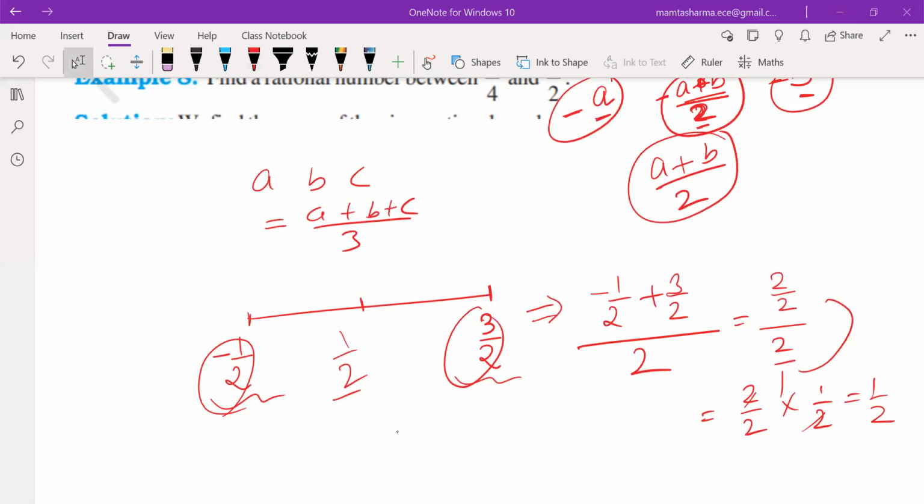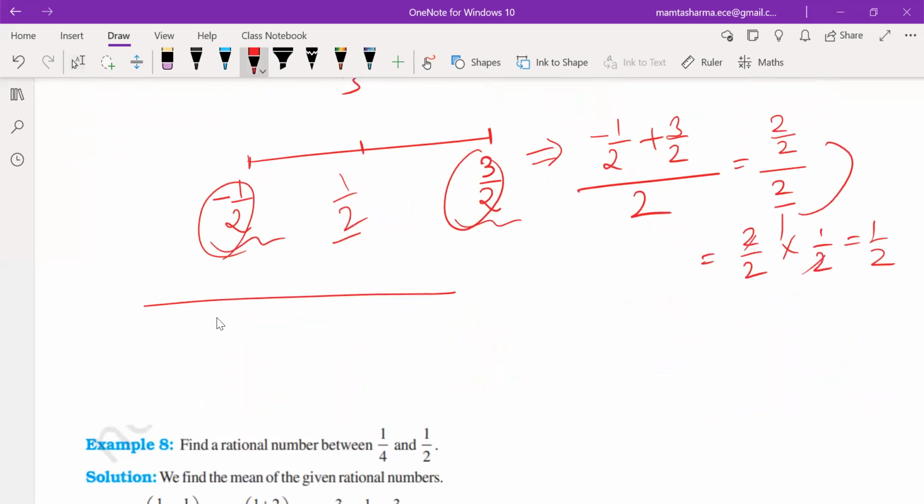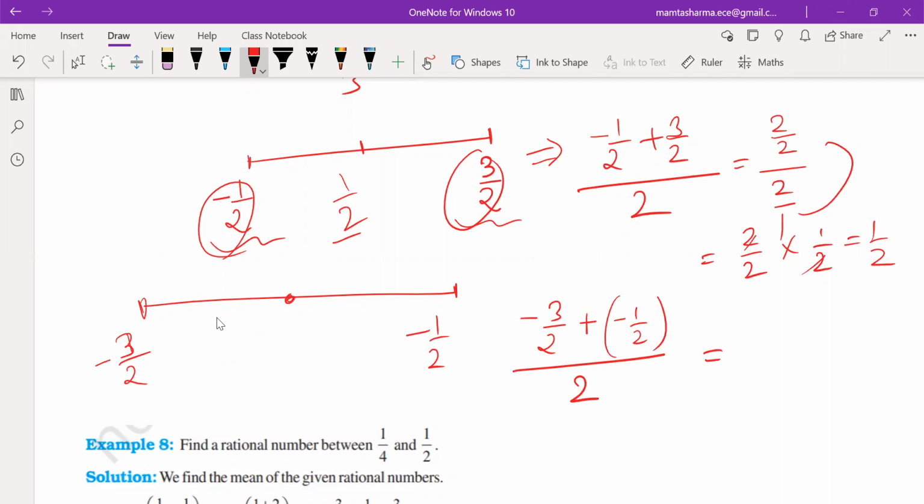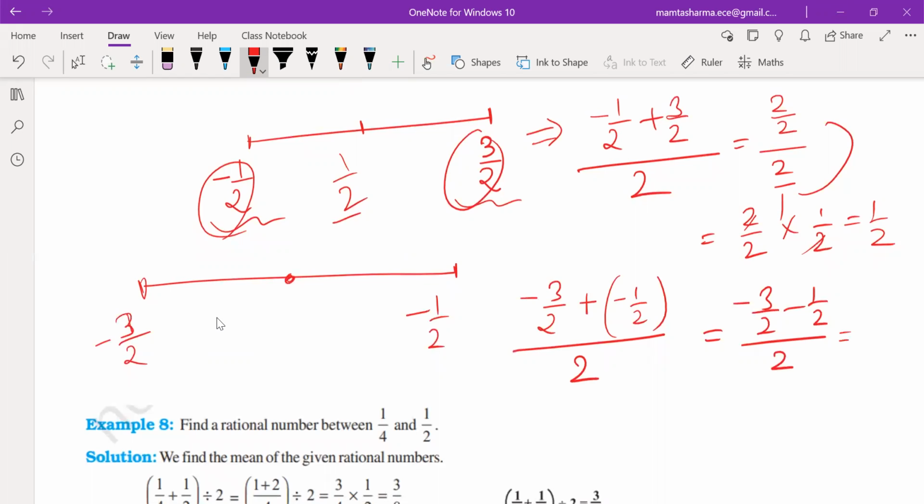Got it. Okay. Now, if I say find out the mean between minus 3 by 2 and minus 1 by 2, how will you calculate it? Just apply the formula. Minus 3 by 2 plus minus 1 by 2 divided by 2. Now solve it. Minus 3 by 2 minus 1 by 2.